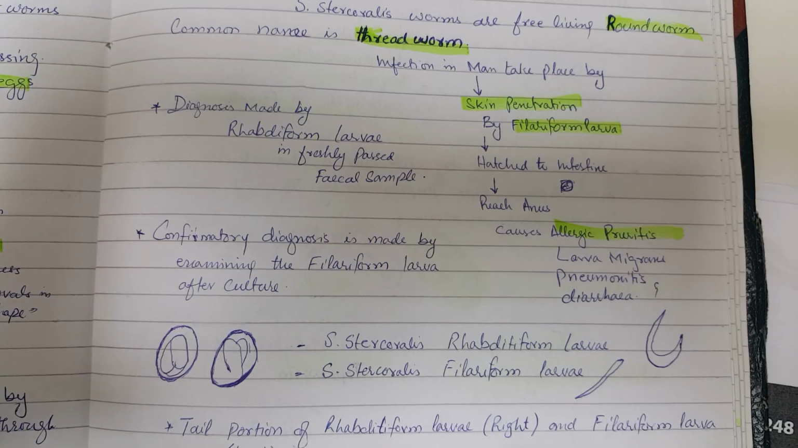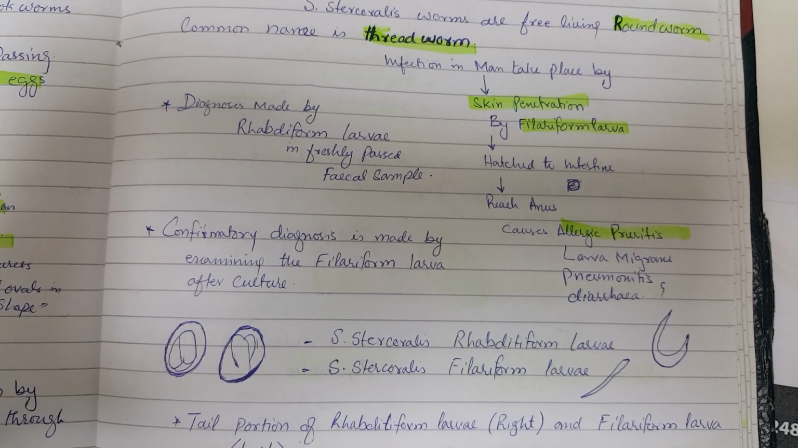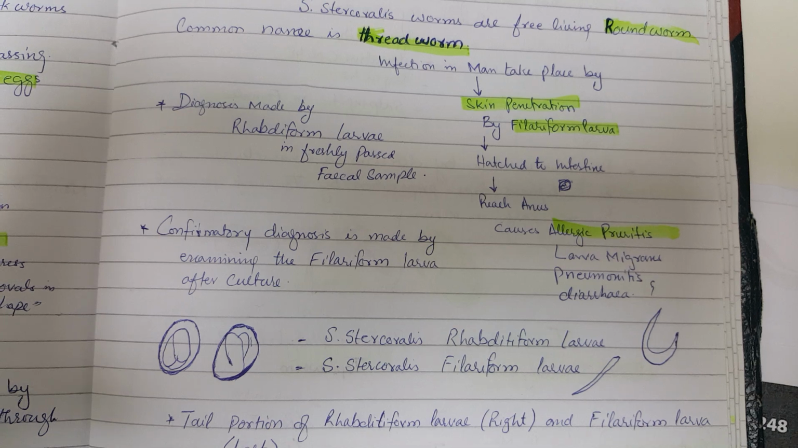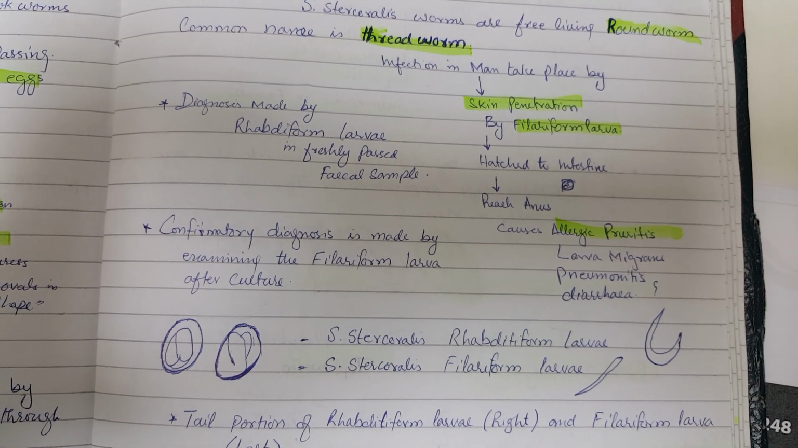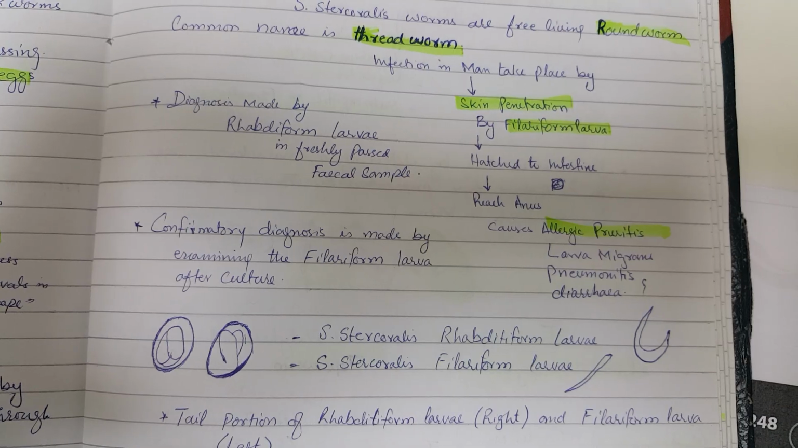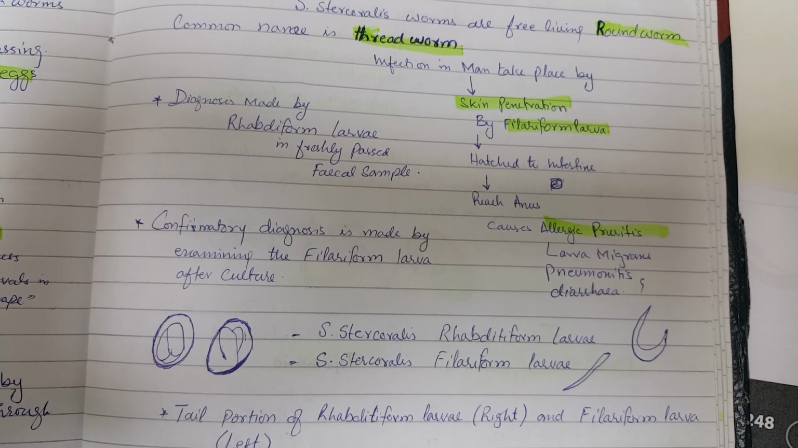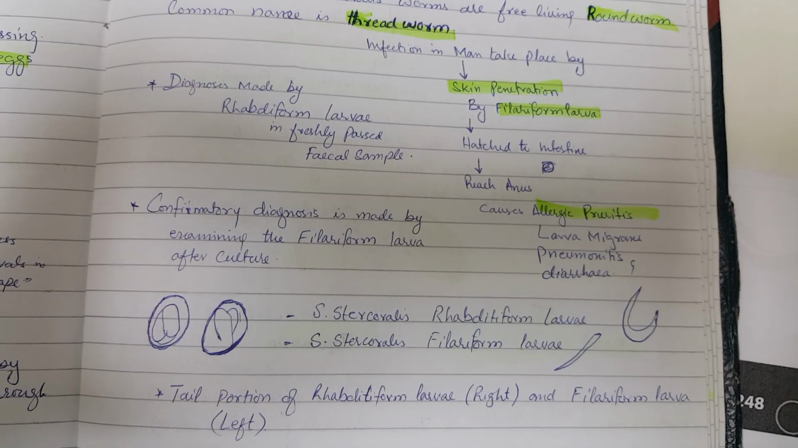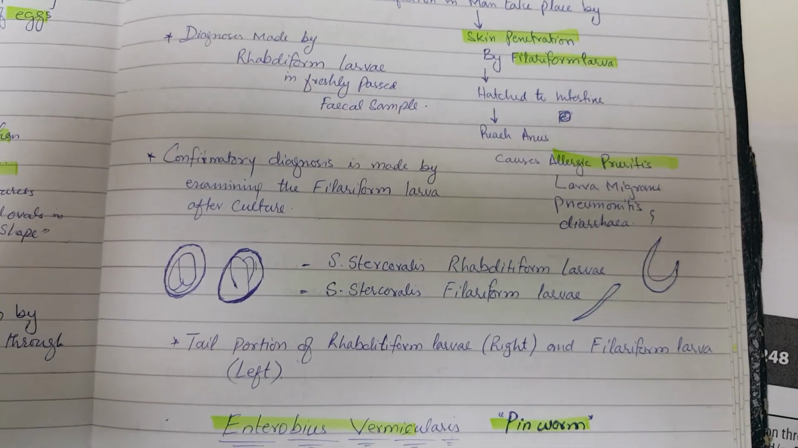In Strongyloides stercoralis, the rhabditiform larva has both ends at right angle, and in the filariform larva the ends are at left, with only one partial end. The tail portion of the rhabditiform larva is right and the filariform larva is left.